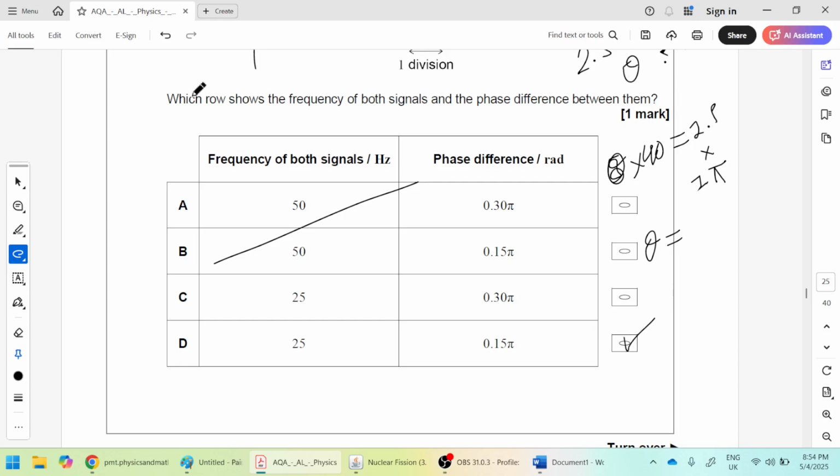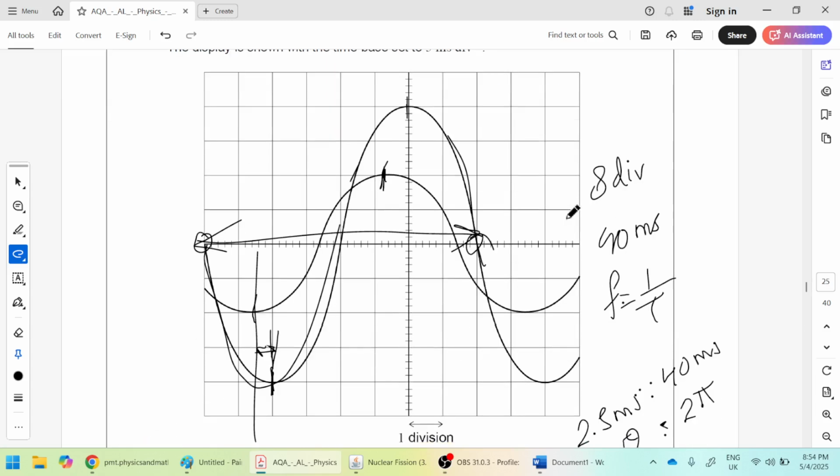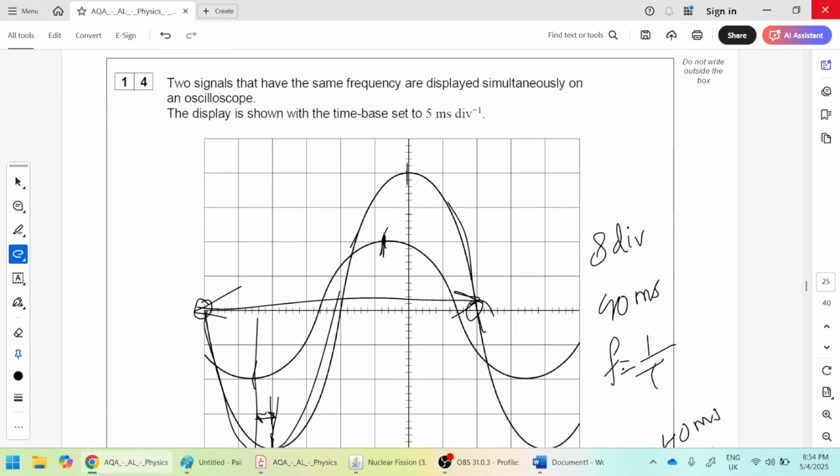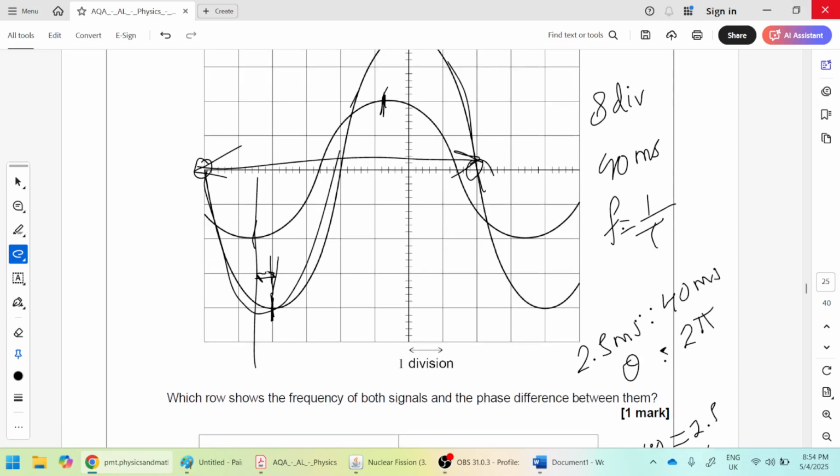This one I'm really curious about, so I'm going to actually check in the mark scheme. 14, 14, 14 is D. Yeah, that's correct. Okay.